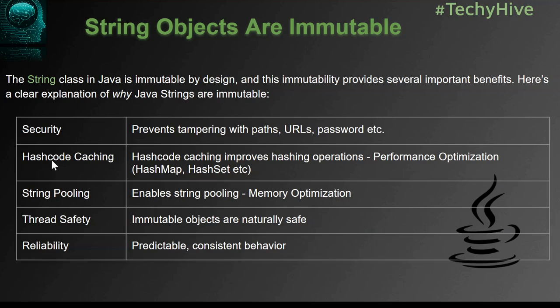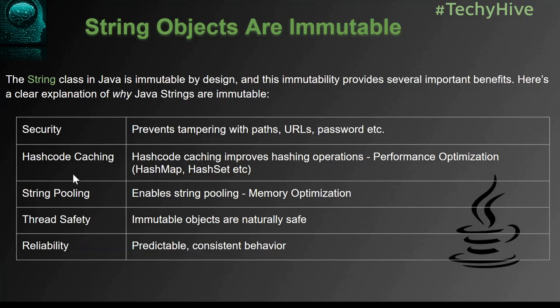The first benefit is security, which is a very important benefit of having String immutable. It prevents tampering with paths, URLs and passwords. URLs and passwords are very sensitive information used by the program, so having String immutable avoids tampering with the path.